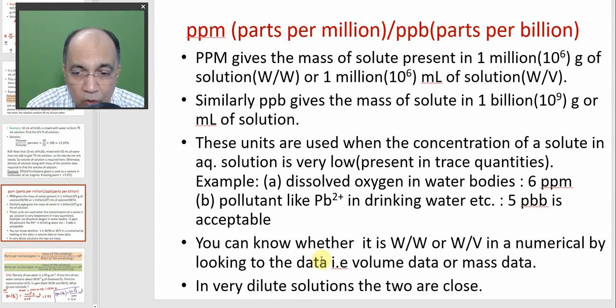You can know whether it is W by W ppm or W by V ppm in a numerical by looking at the data. Just wait, hold on, we'll solve some problems. That is, the volume data is given or the mass data is given. From that you can know whether it is W by W ppm or W by V ppm. In a very dilute solution, the two values are very close to each other.